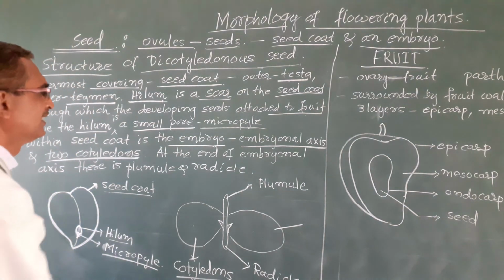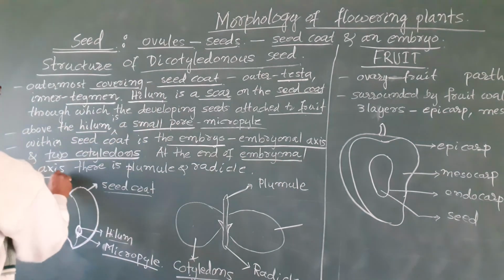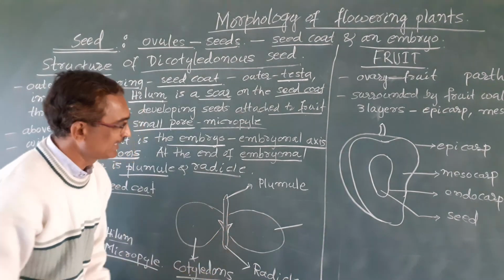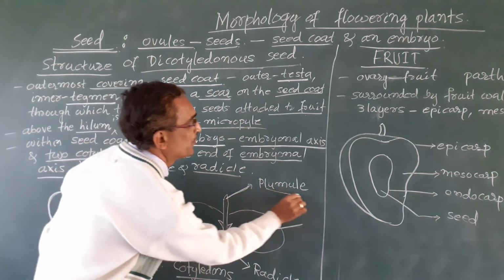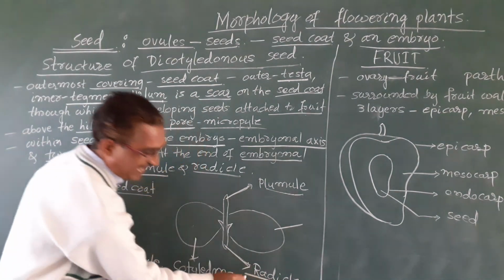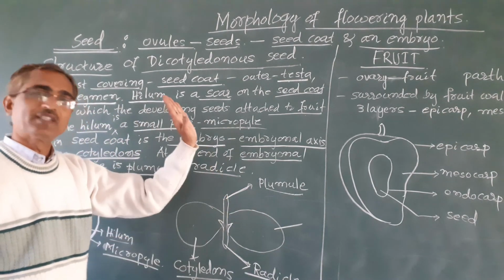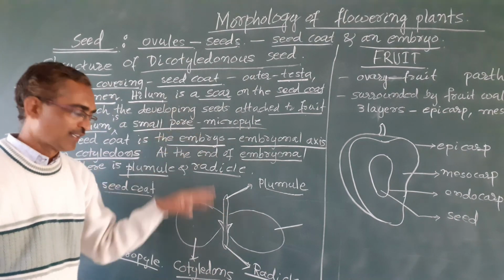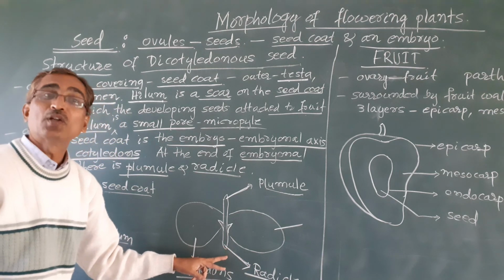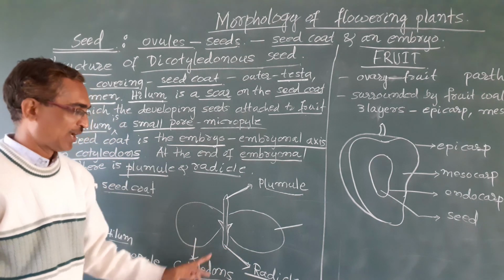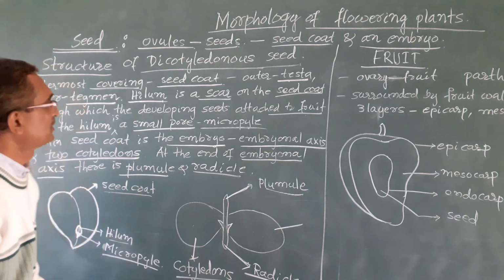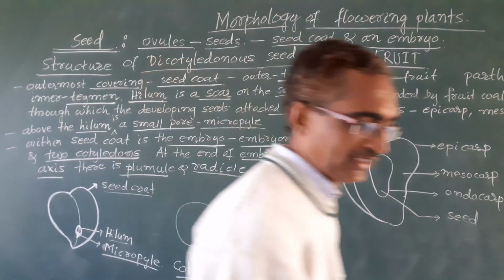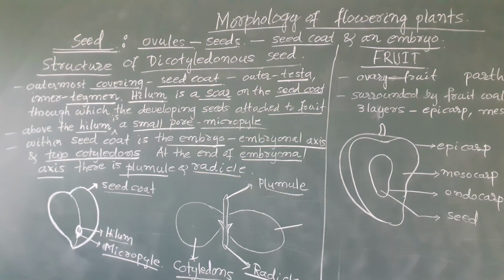At the ends of the embryonal axis there is a plumule and a radicle. You see, this is the embryonal axis. At one end there is a plumule, and at the other end there is a radicle. The plumule develops into the shoot system, that is the plant part above the ground, and the radicle develops into the root system, that is the roots below the soil. So this is the structure of a dicotyledonous seed. Next we will discuss the fruit.